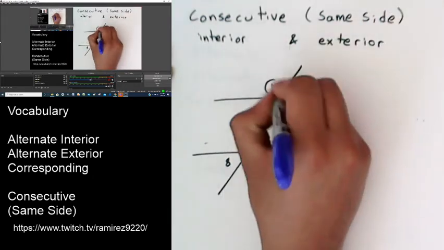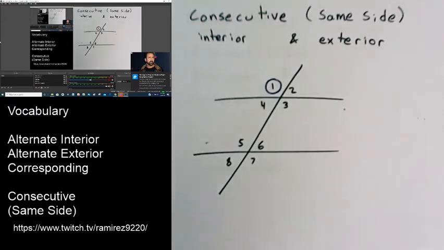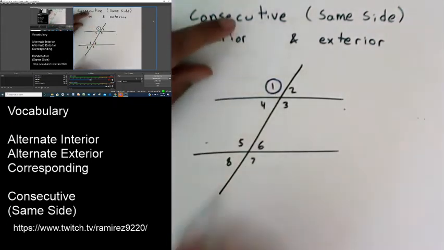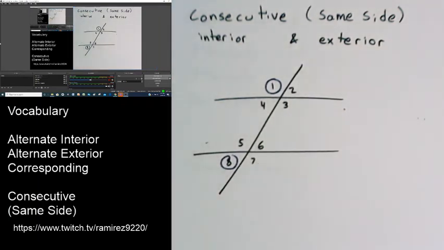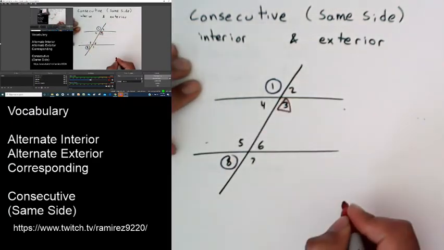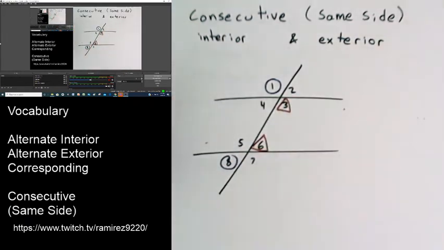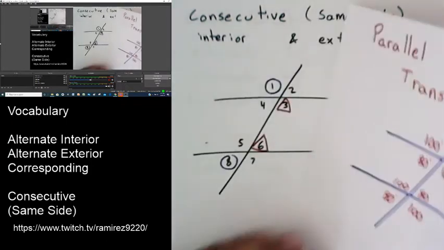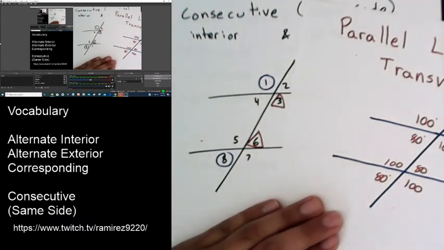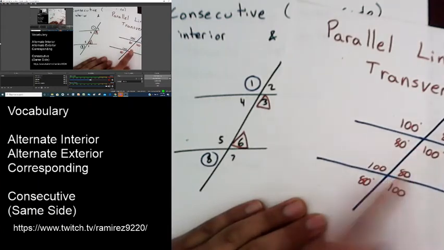For example, this one, I want it same side, and then it's on the outside, so I have to pick the other one that's on the outside. So angles 1 and 8, these are consecutive exterior because they're on the outside. 3 and 6, they're on the same side, they're both inside, they must be interior, consecutive interior. Look at that 1 and 8 when we compare it, 180. Oh, these are different. 3 and 6, 180. They're still different.